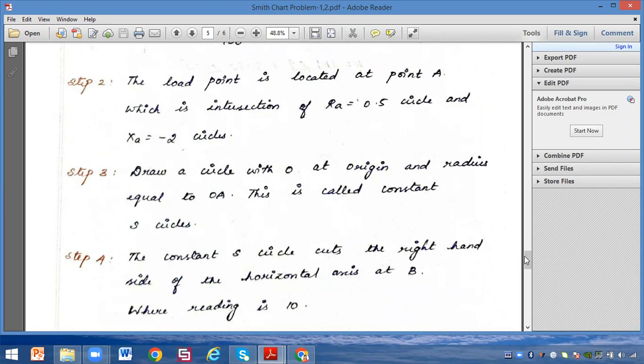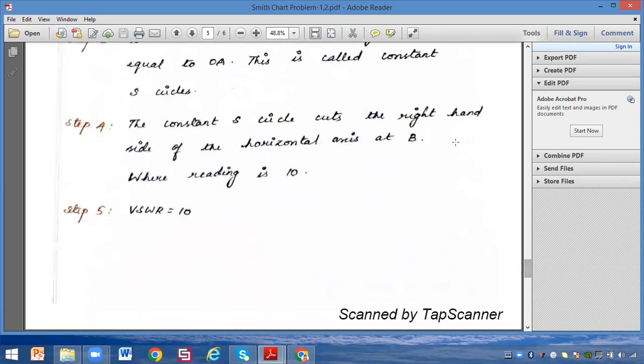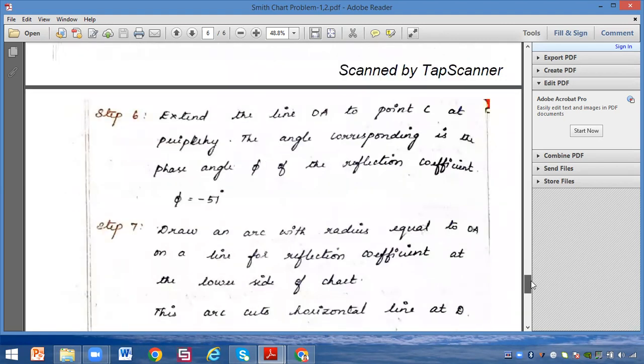Once you have drawn the constant S circle, on the right hand side, where your constant S circle cuts the horizontal axis, just mark it as a point B, and that is nothing but your voltage standing wave ratio. So we can find the voltage standing wave ratio using the constant S circle.